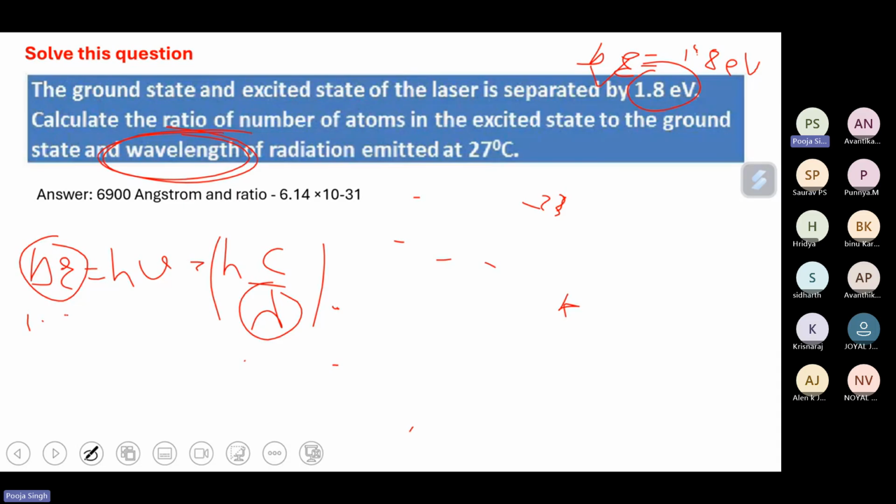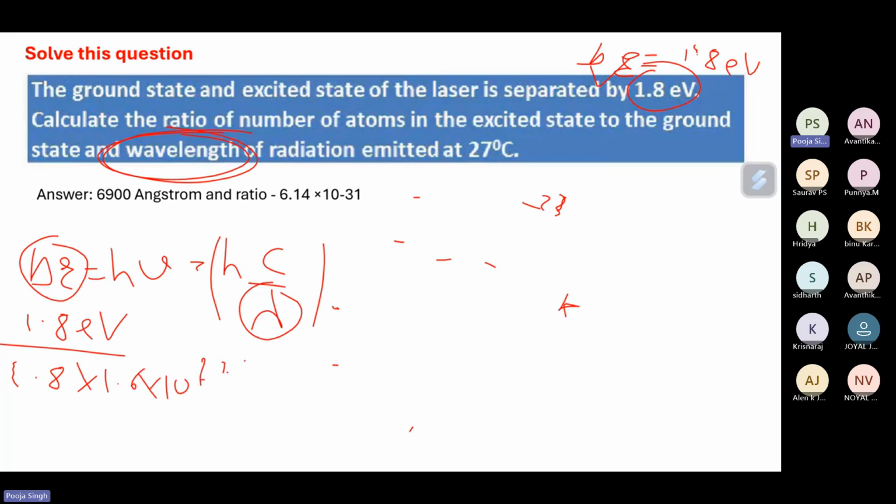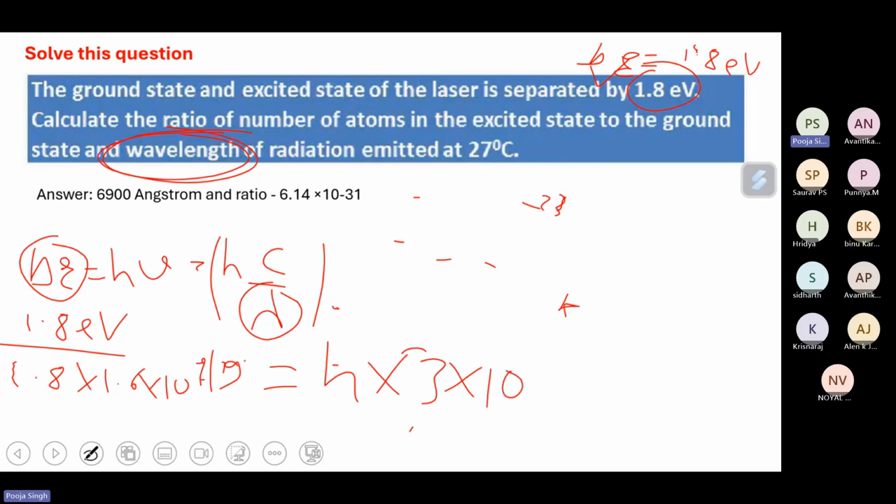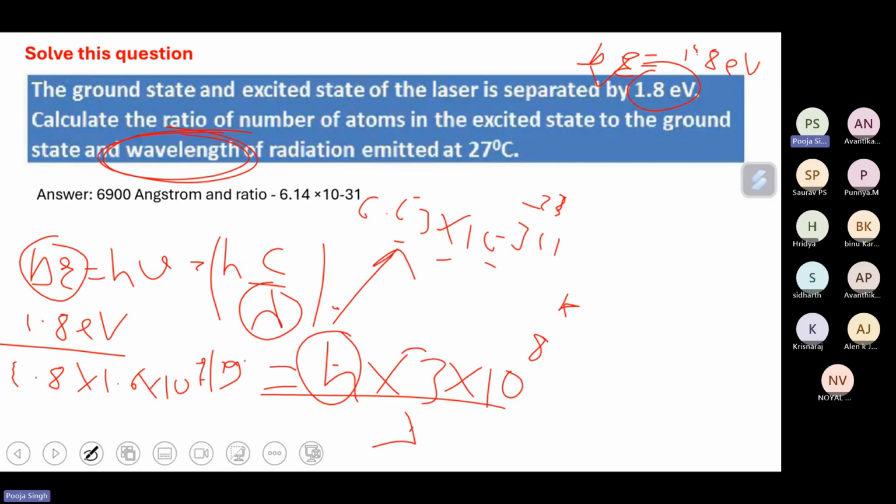We know delta E is 1.8 electron volt. So we will convert into joule: 1.8 into 1.6 into 10 to the power minus 19. Then we know c, the velocity of light, 10 to the power 8 divided by lambda. The h value, the Planck constant, we also know: 6.63 into 10 to the power minus 34, right?